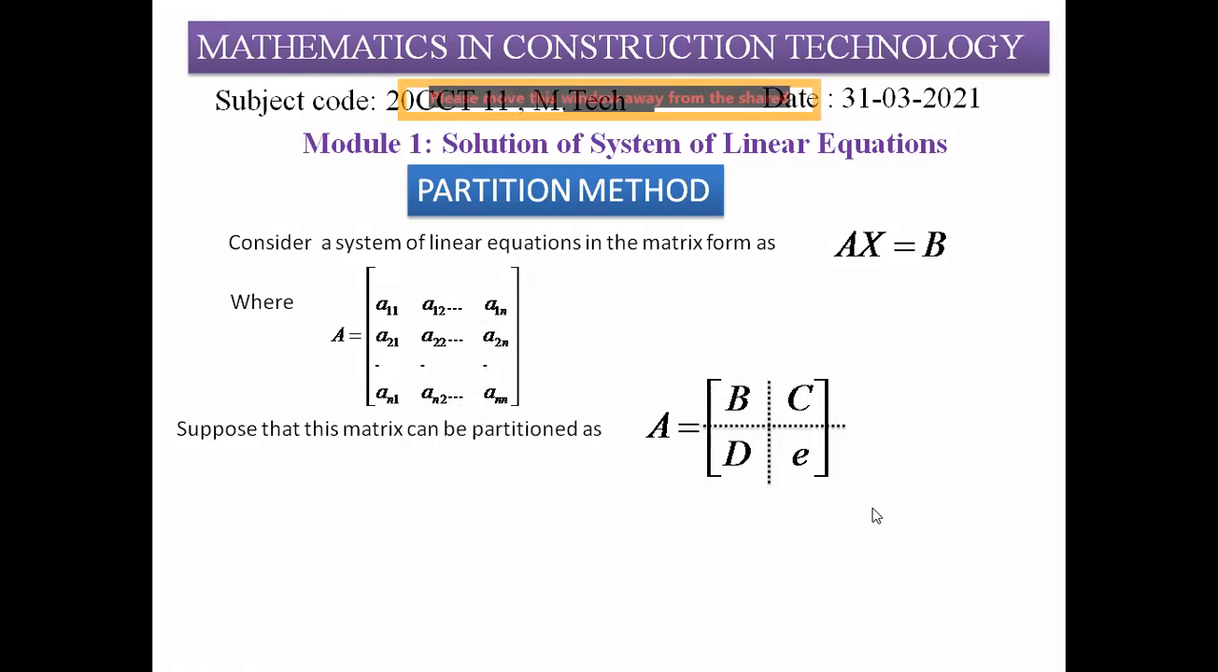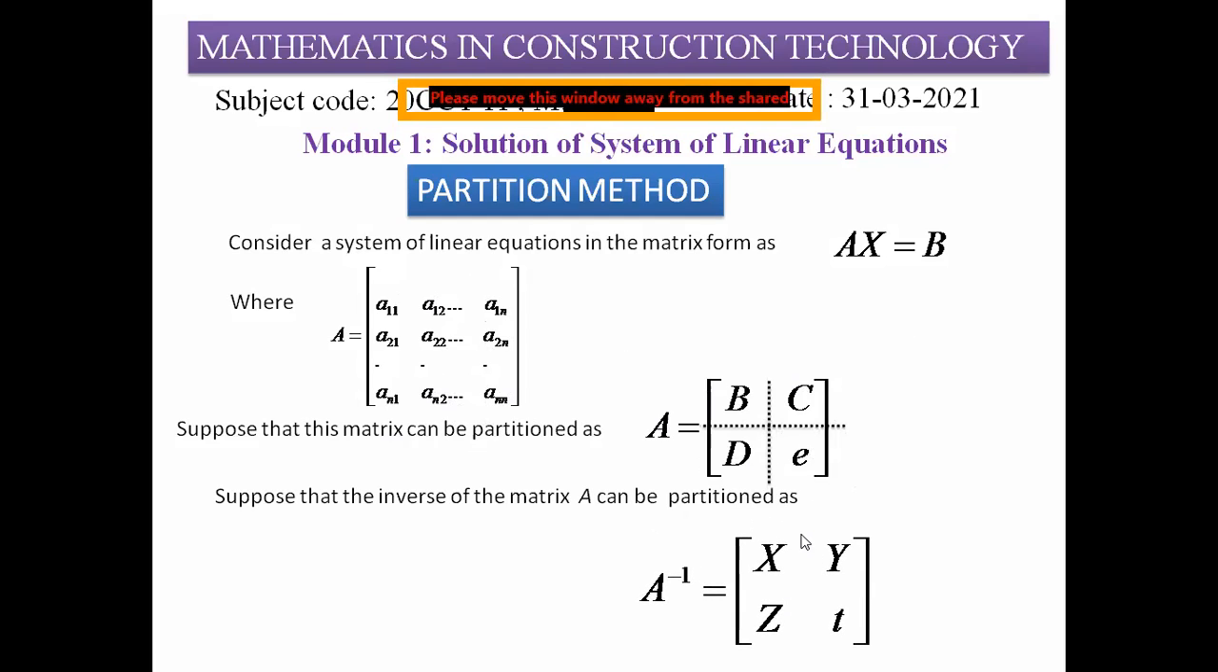Once you partition like this, we assume that the inverse of this matrix will be in this form, just like a partition. So to get the inverse of this matrix, you write it like this: X, Y, Z, T. Now our problem is how to get capital X, capital Y, capital Z and small t. These are written in small letters because they have only one element each. In the partition method, to get the inverse, take this coefficient matrix, partition like this, and assume the inverse is in this form. Now our problem is how to get X, Y, Z, and T.